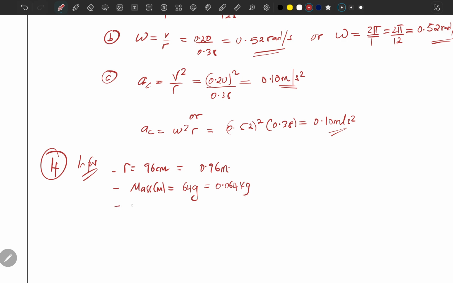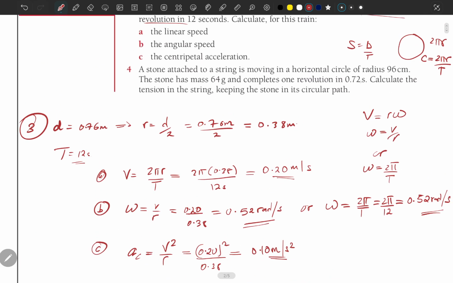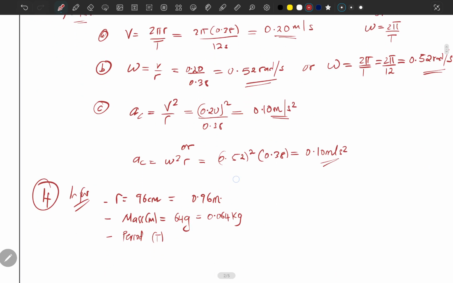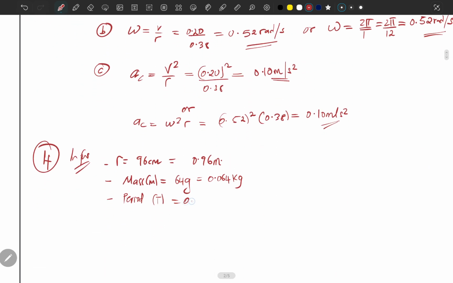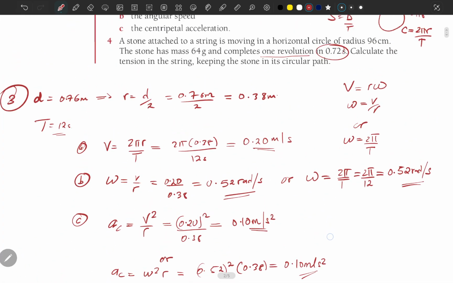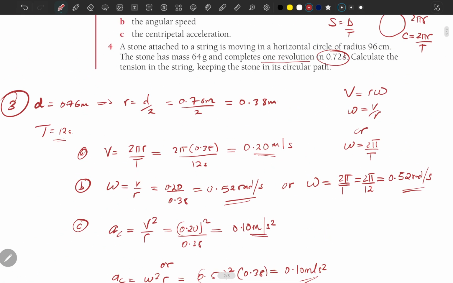What else do we have? The period. Yes, we have the period. Remember, anytime they mention one revolution, it's the period. 0.72. So this is the data that we have, and we've been asked to find the tension in the string.